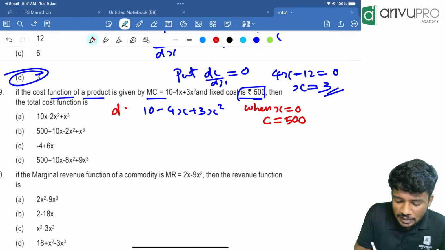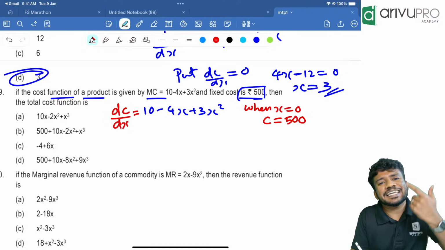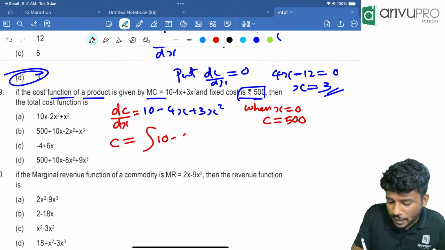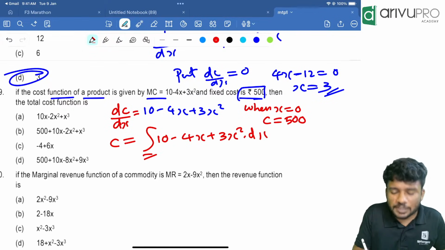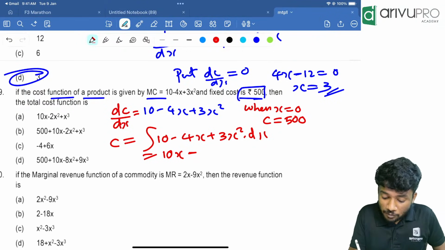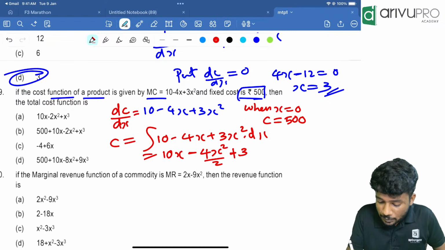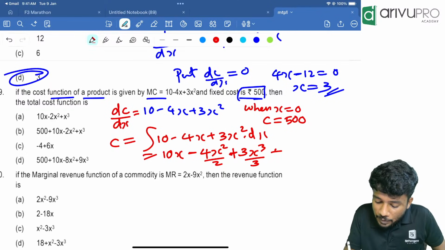Then the total cost function is how much? They have given marginal cost, that is dC by dx. We need to take the integral of it, that is C is equal to integral of 10 minus 4x plus 3x square into dx. So 10 will become 10x. 4x becomes 4x square divided by 2. 3x square will become, plus 3x cube divided by 3, plus c.